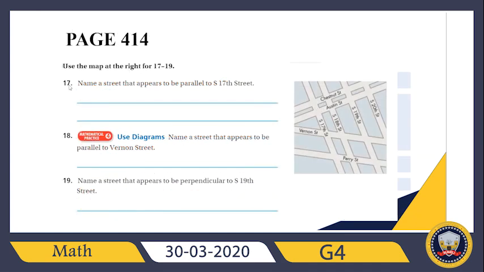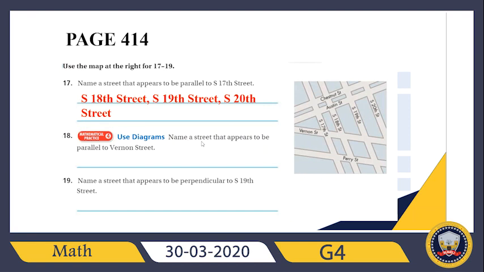Let's check question 17. It says, name a street that appears to be parallel to S 70th Street. First of all, I need to find this street. S 70th Street. So which streets are parallel to this street? There are so many examples for this. First of all, S 18th Street, S 19th Street, and S 20th Street. They all are parallel to each other, right? Good. So what about question 18?